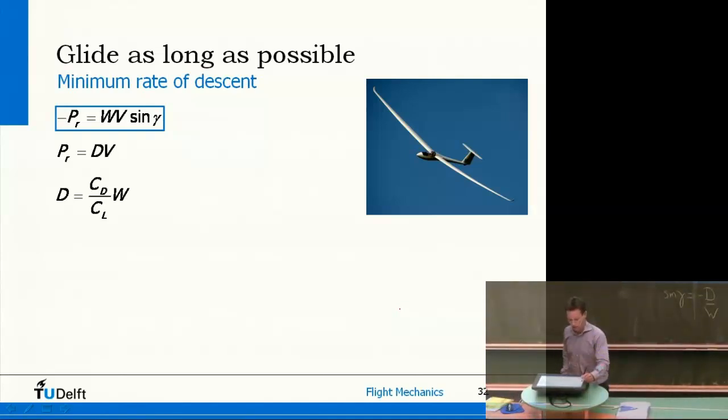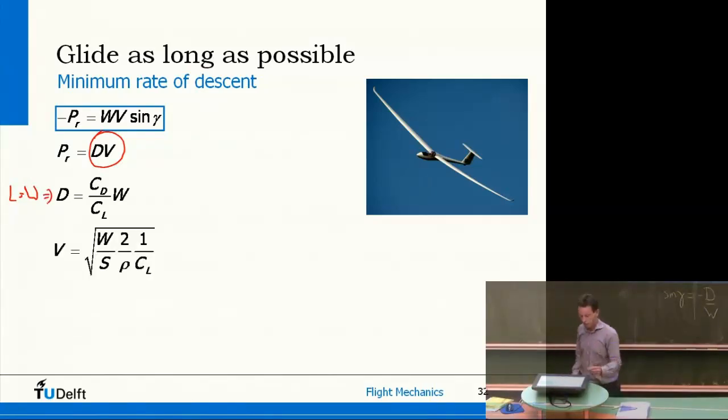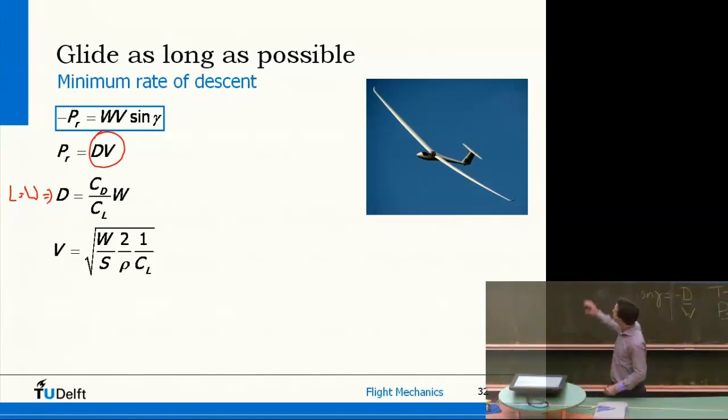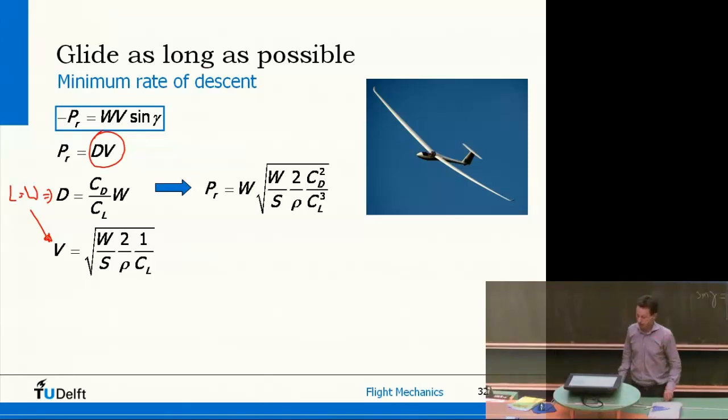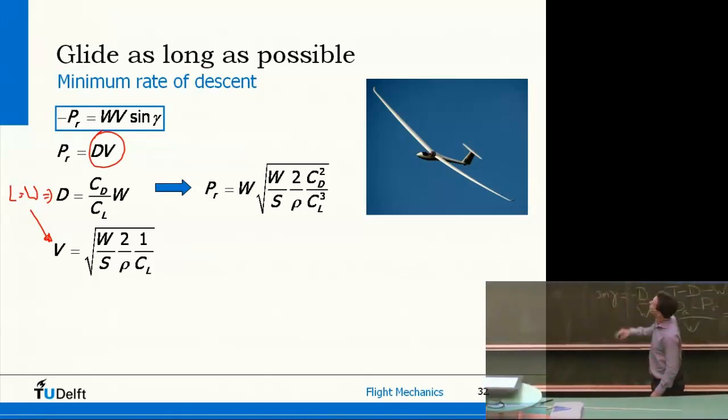Now, from lift is equal to weight, we know drag equals this. And we also know from lift is equal to weight what the airspeed relation is. So if we multiply these two, we get the equation for the power required. And that's simply this thing. So multiply 2 and put everything underneath the square root, and that's what you get then.